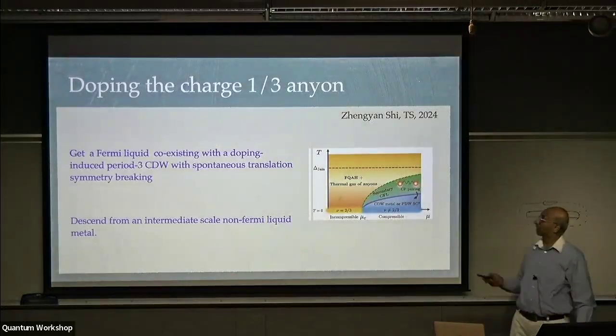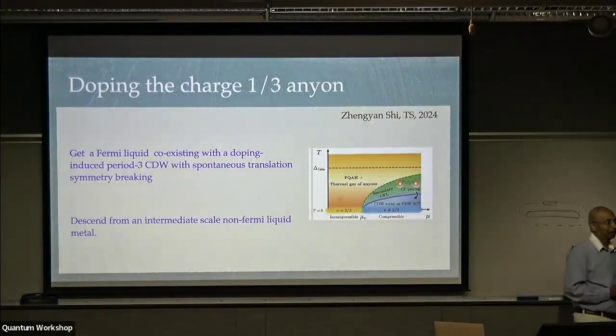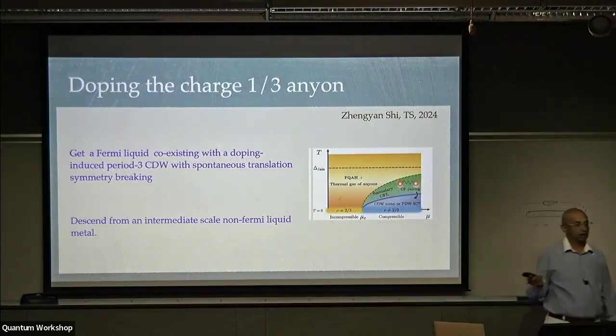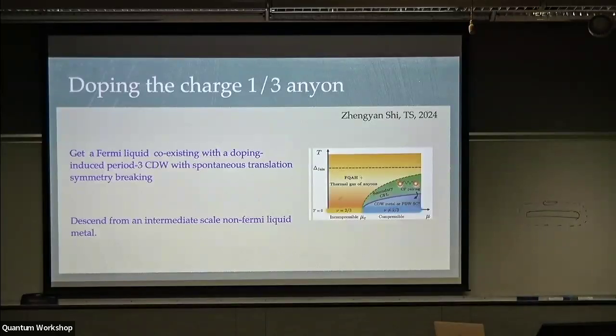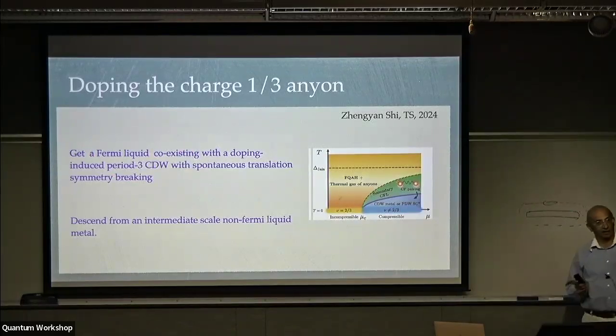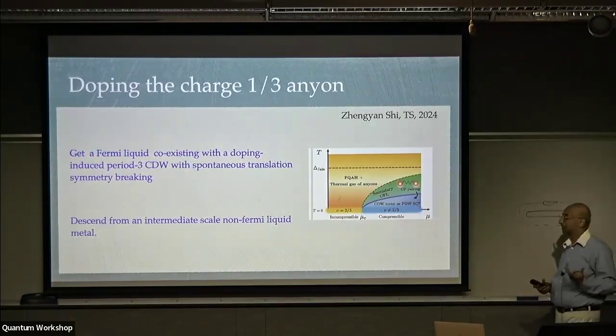Now, if instead you dope the charge 1/3 anion within this kind of Ginzburg-Landau approach, we don't get a superconductor at all. Instead, we get a Fermi liquid, right? But in this Fermi liquid, the size of the Fermi surface is just determined by the deviation from 2/3 filling. So it's what you may call a small Fermi surface.